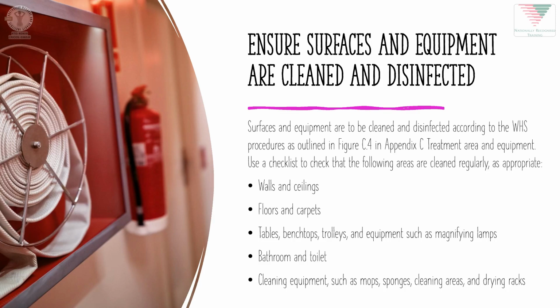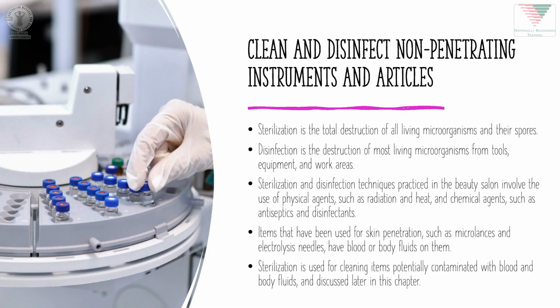Use a checklist to check that the following areas are cleaned regularly, as appropriate. Walls and ceilings. Floors and carpets. Tables, bench tops, trolleys, and equipment such as magnifying lamps. Bathroom and toilet. Cleaning equipment, such as mops, sponges, cleaning areas, and drying racks. Clean and disinfect non-penetrating instruments and articles.